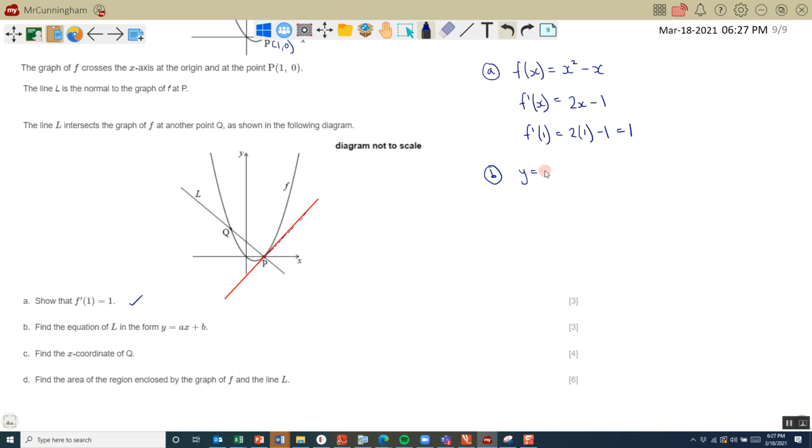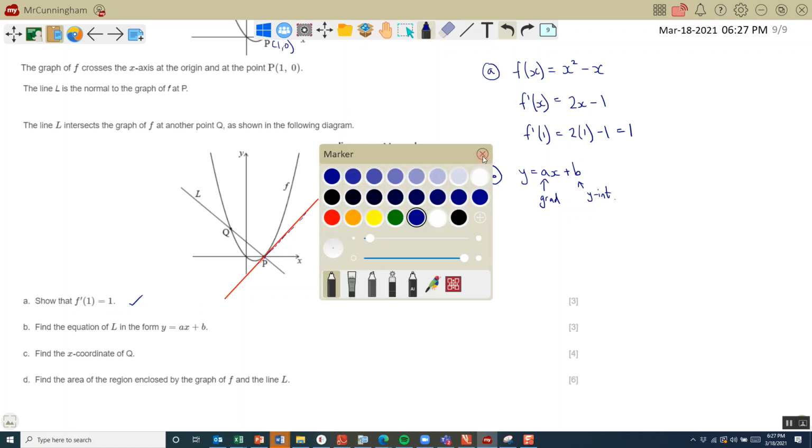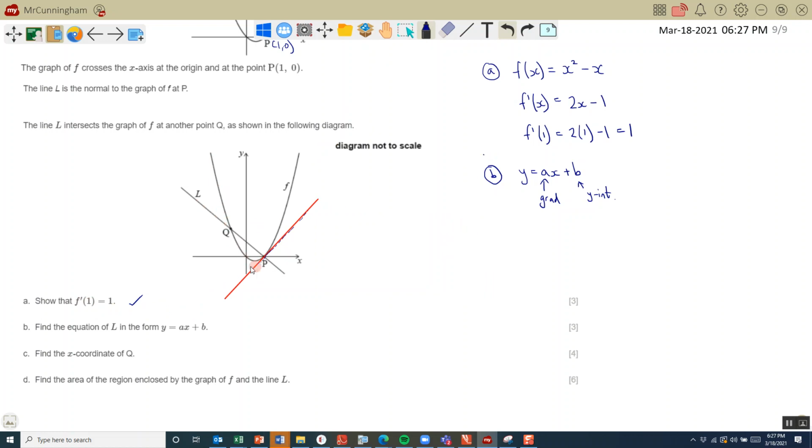Okay, part B. I need to find the equation of L in this form, y equals ax plus b. So thinking back to our equation of straight lines, this is the gradient, and this is our y-intercept. So first off, this part A is relevant to part B. What we've actually done for part A is we've worked out the gradient at P. So remembering, when we differentiate, we're actually finding the gradient at any point on the curve. So we've differentiated f, and then we substituted 1 in, so we're finding the gradient at this point, because that's at 1, 0.